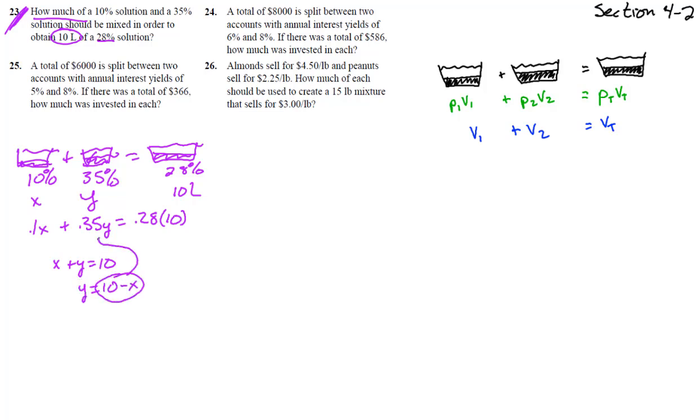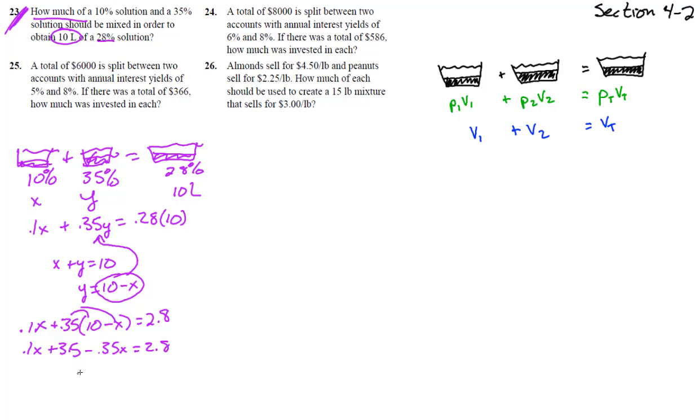10 minus x will come right up into there. And we get 0.1x plus 0.35 times 10 minus x equals 2.8. Excellent. Can we solve this? Of course we can. We know how to do this. We're down to one variable. This stuff is happy land. Plus 3.5 minus 0.35x equals 2.8.